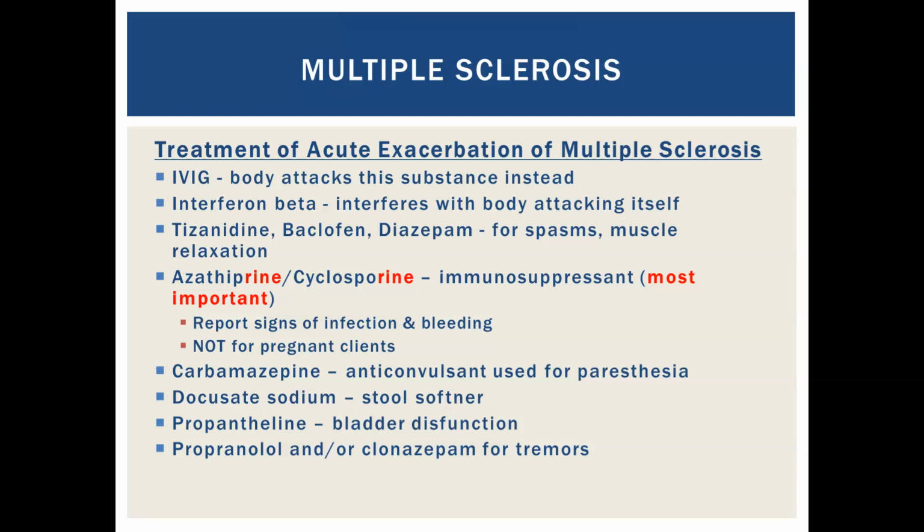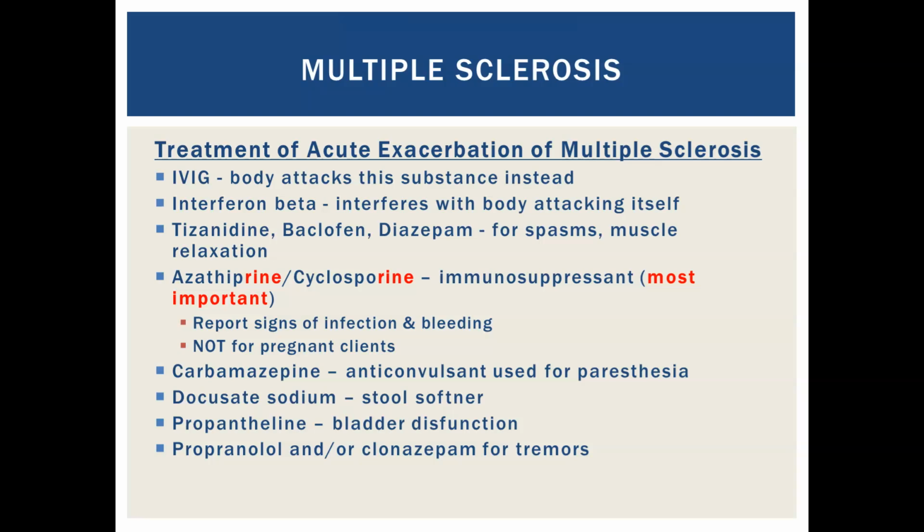We want to encourage them to use some of the muscle relaxants. Tizanidine, baclofen are probably most common. We can also use diazepam. Azathioprine and cyclosporine are immunosuppressants. Those are the most important things that we're going to have.